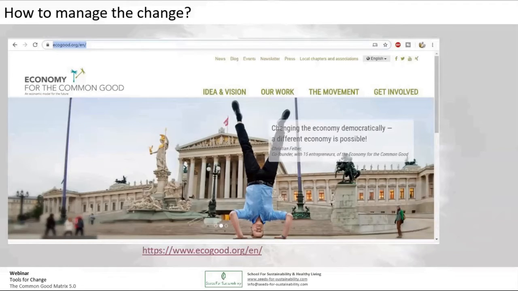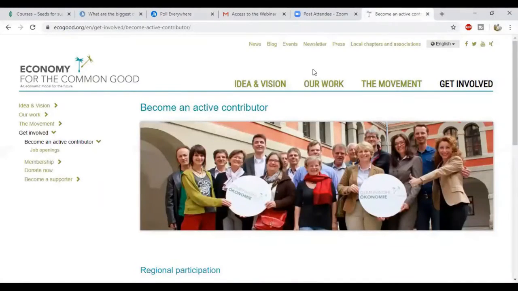Okay. I guess I continue, and if I missed a question, I can still stop and go back. But for the sake of making use of our time, I wanted to show you quickly this website, and for those that are maybe not yet involved, it's interesting for you to see where you can get more information on the economy for the common good. I hope you can see my browser now.